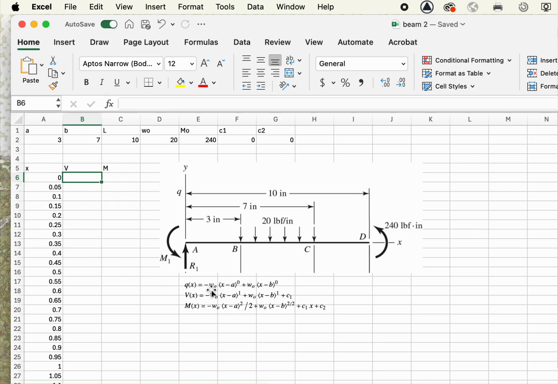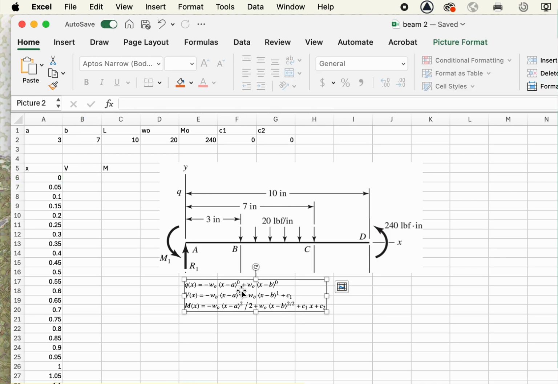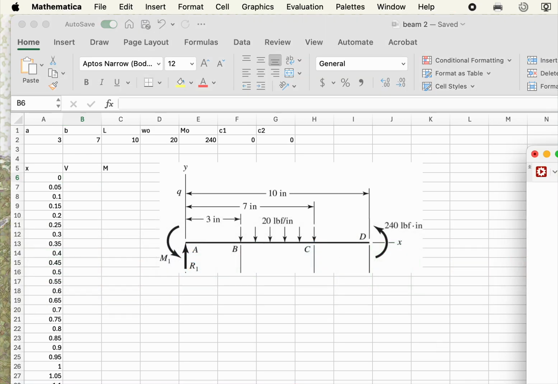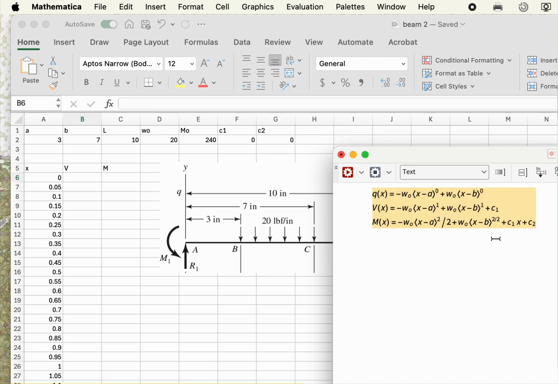Okay, the V, I'm going to have to interpret this, which I did by hand. You know, I did these by hand. All I'm doing is I'm saying here's Q is equal to minus W naught, X minus A, which means it starts here. The 0 means that's just constant, and then I'm shutting it off. V, I just bump up the 0 to a 1 in both cases and add a constant, and then I bump up the 1 to a 2 and also divide by 2. Whoops, I wrote that wrong. I'm just using this equation editor.